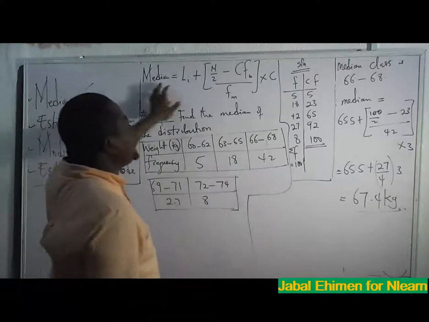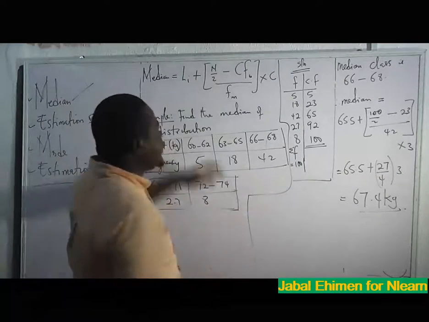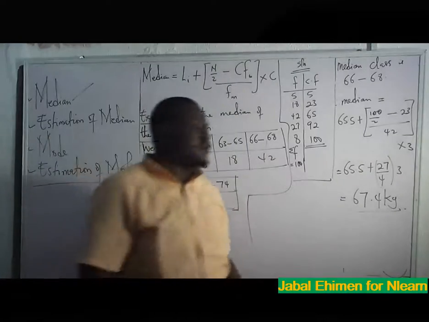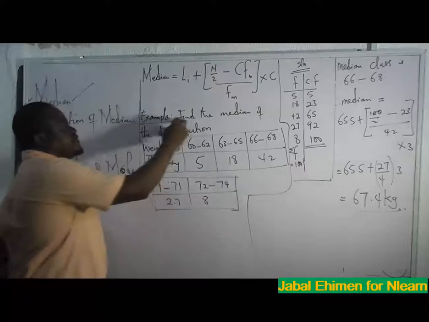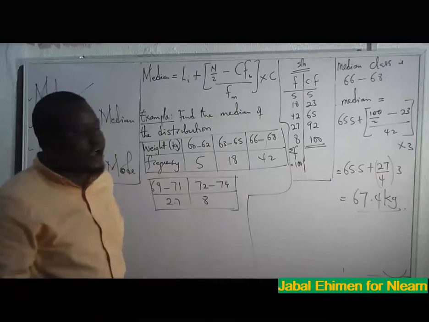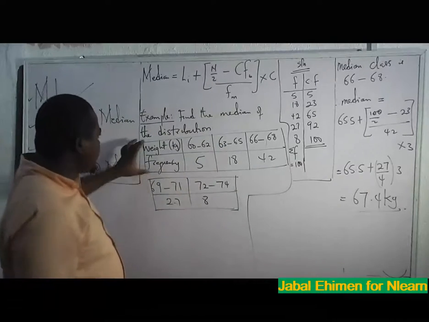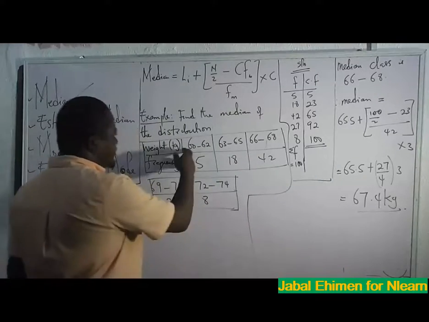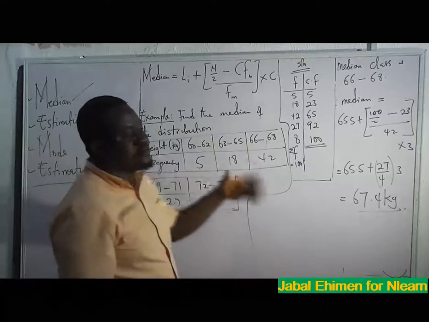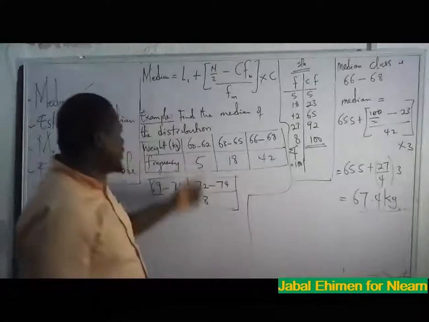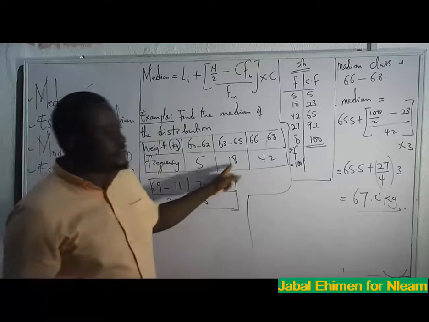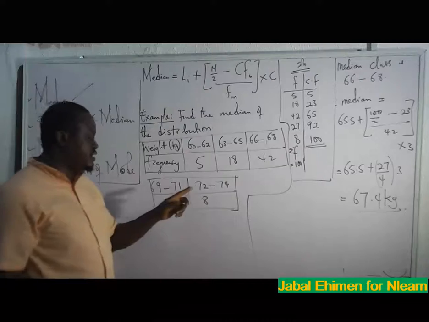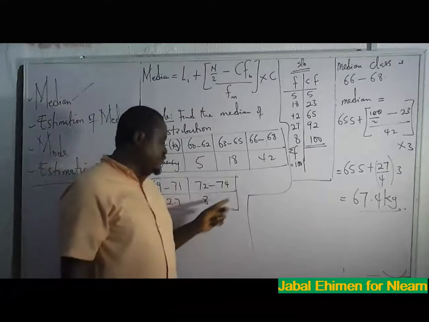The median for grouped data is calculated using the formula L1 plus (N/2 minus CF) over f times the class width, where CF is the cumulative frequency. So, find the median of the distribution. If you look at the data, they are grouped data: 60 to 62, 63 to 65, and you see that the difference between them is 2, 2, 2. The occurrence for the first was 5, the second is 18, the third is 42, and 69 to 71 is 27, and 72 to 74 is 8.